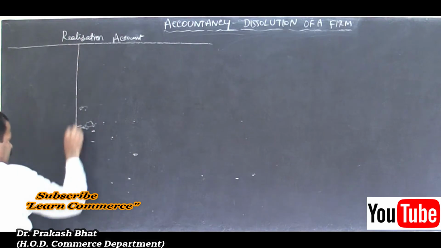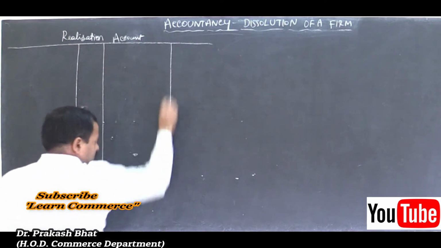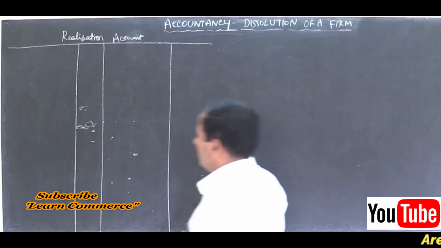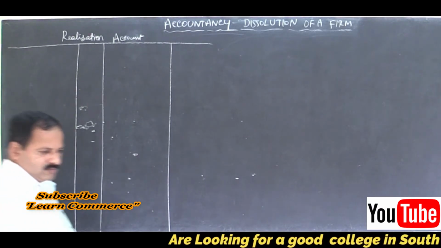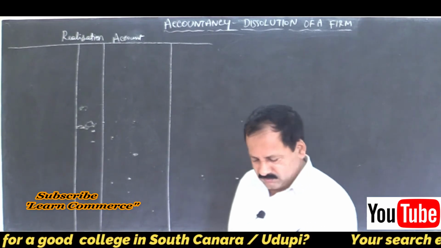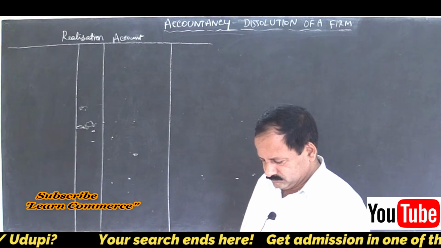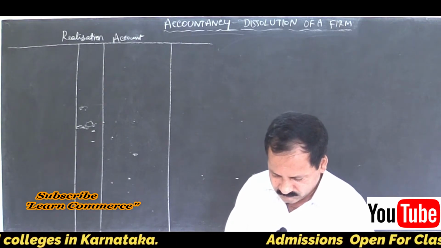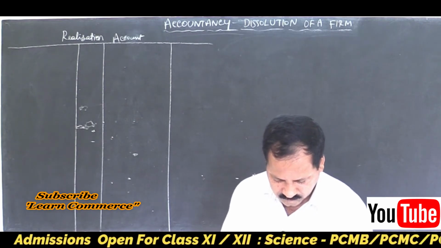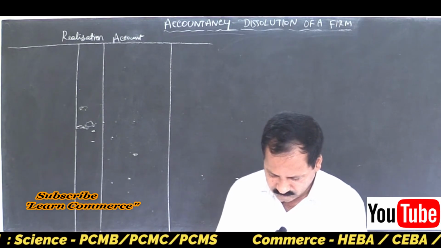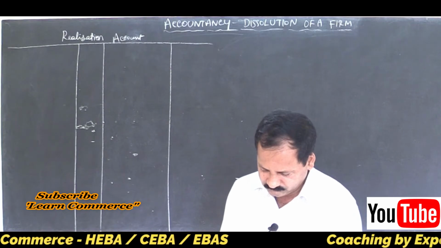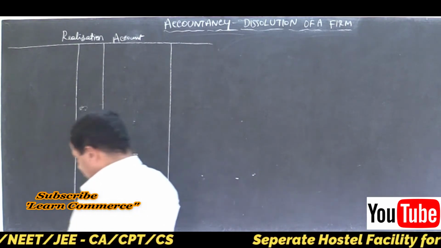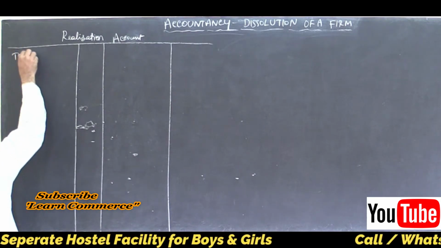Provide for GF. Debit, credit. Particulars, GF, amount in rupees. Let us start. Bills receivable, right? Yes, bills receivable, to bills receivable account.